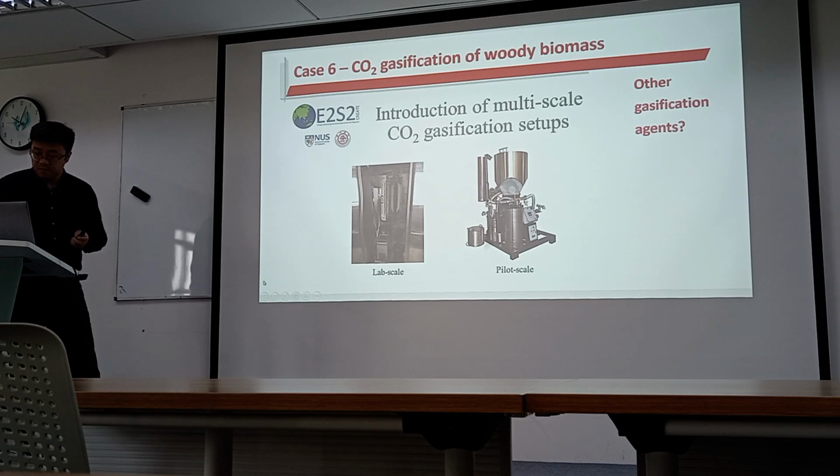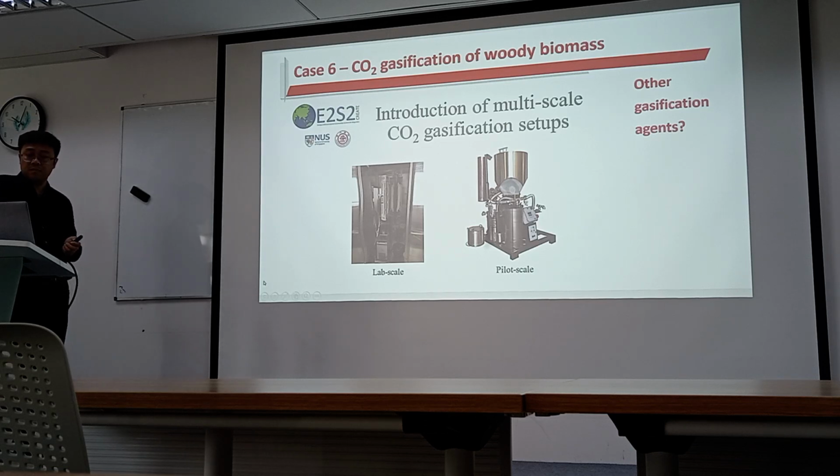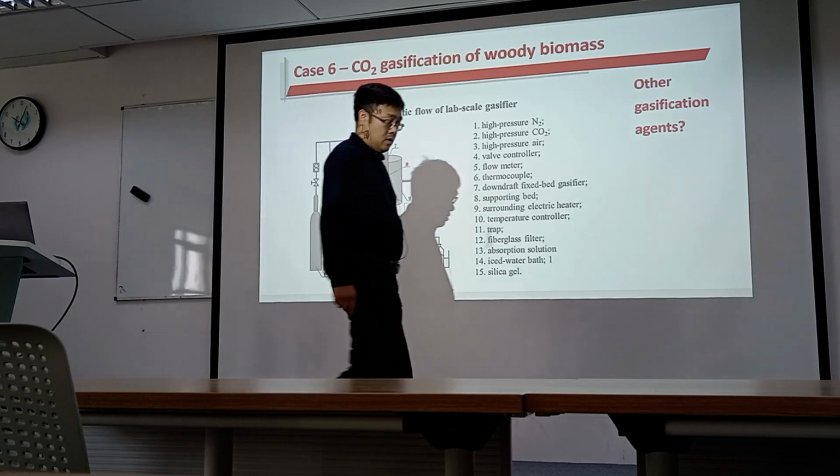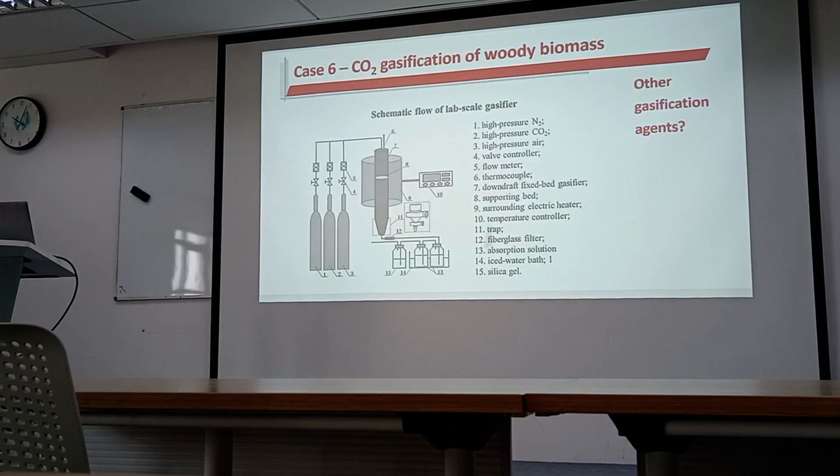This video introduces lab-scale and pilot-scale CO2 gasification experiment setups. Here is a schematic flow of the lab-scale gasifier. The system mainly includes various high-pressure gas cylinders for gas supply, including nitrogen, carbon dioxide, air, and steam, and flow controllers, a downdraft fixed bed gasifier with a surrounding electrical heater, and a gas sampling device.